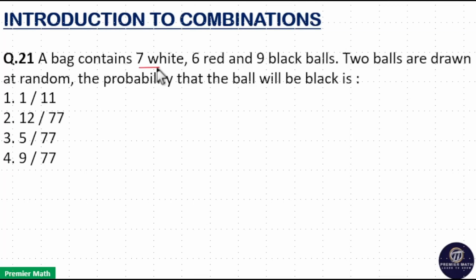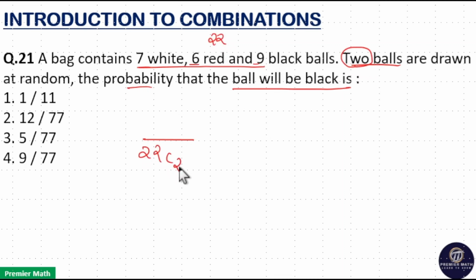A bag contains 7 white, 6 red and 9 black balls. 2 balls are drawn at random. The probability that the balls will be black is, here, probability of favorable outcome by total outcome. Total available balls are 7 plus 6 plus 9, 22 balls. And we need to select 2 balls out of this 22. So total outcome is 22C2, 2 from 22.